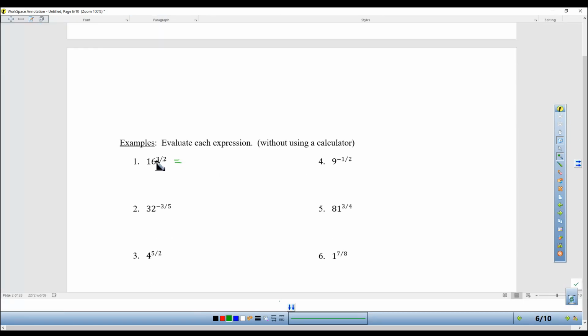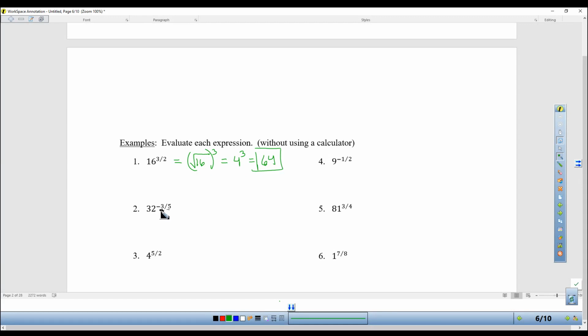So 16 to the 3 halves, let's see if we can simplify that. I'm going to make it a square root of 16 and then cubed. Remember, you could have put the cube on the inside, but it would have made it a lot harder. Square root of 16 is 4, and 4 cubed is 64.